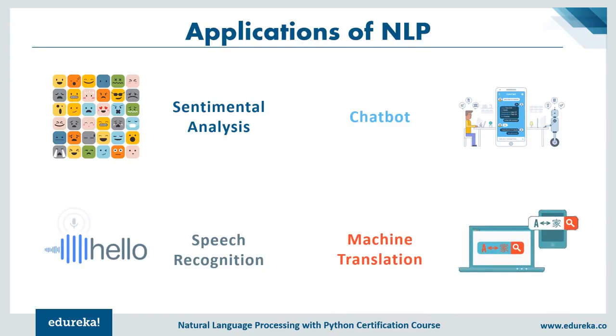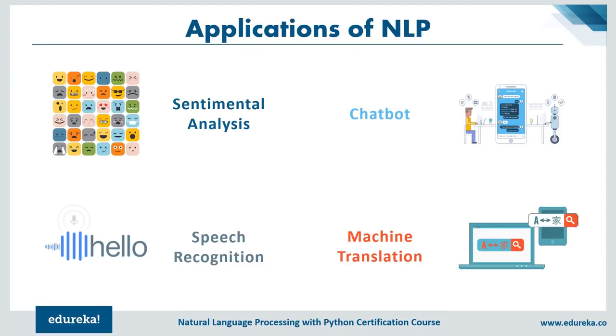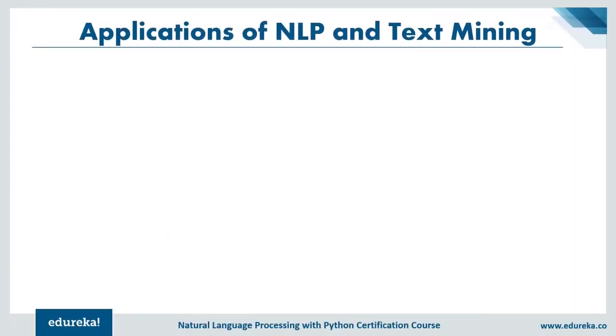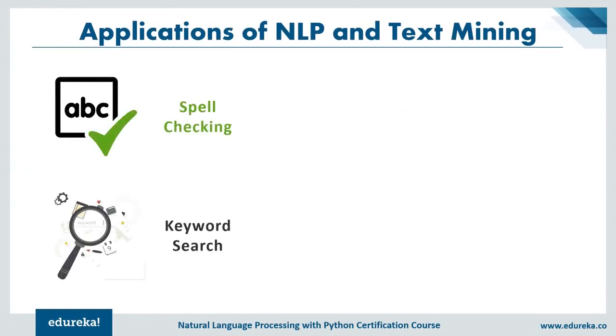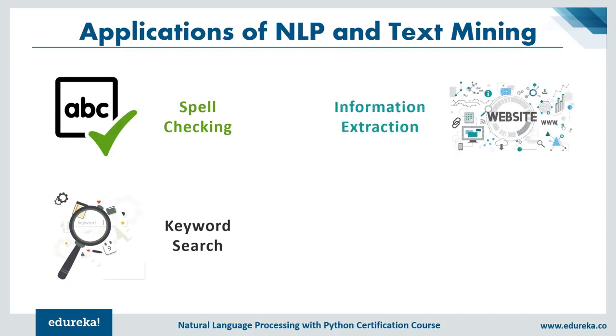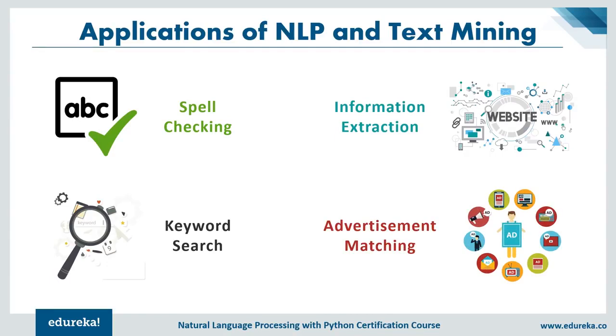Now, machine translation is also another use case of natural language processing. Considering the most common example here would be Google Translate. It uses NLP and translates the data from one language to another, and that too in real time. Other applications of NLP include spell checking. Then we have the keyword search, which is also a big field where NLP is used. Extracting information from any particular website or any particular document is also a use case of NLP. And one of the coolest applications of NLP is advertisement matching.